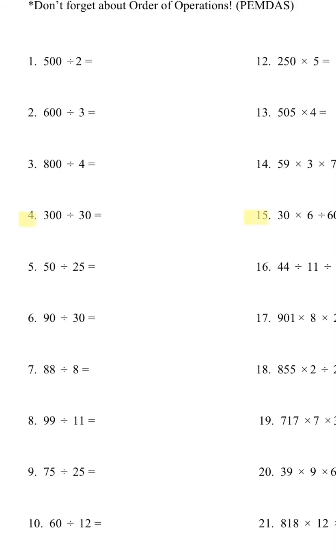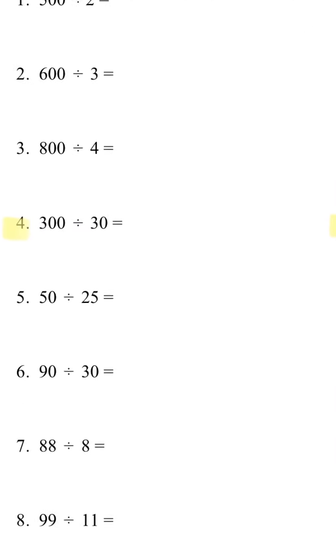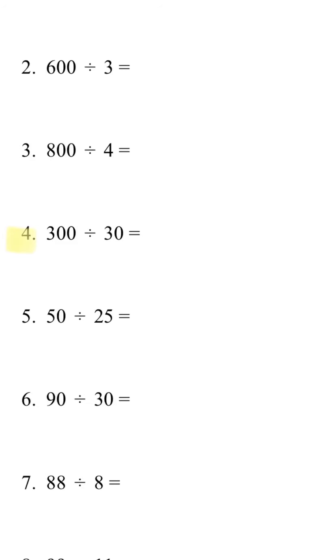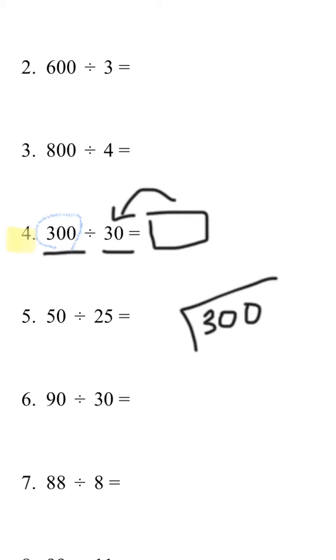300 divided by 30, okay? So what times 30 equals 300? We could think of it this way. Or we could also think of it as 300 divided by 30, okay? So how many 30s does 30 go into 3? No, it doesn't. Why? Because 30 is larger than 3, right?